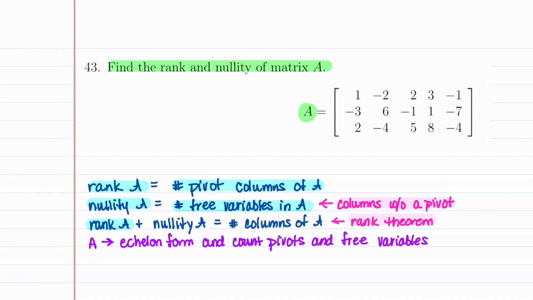We then have what's called the rank theorem, and the rank theorem states that the rank of a matrix A plus the nullity of the matrix A is the number of columns of A. That's because the number of pivot columns plus the number of columns without a pivot is just equal to the number of columns in the matrix. When we get a problem like this, in practice we take our matrix A and put it in echelon form, then count the pivots and count the free variables. That will tell us what the rank and nullity of the matrix is.